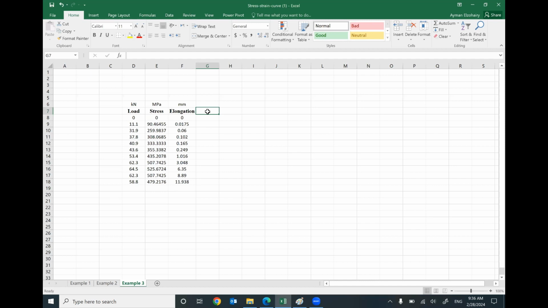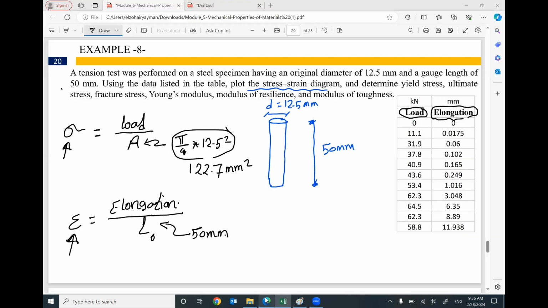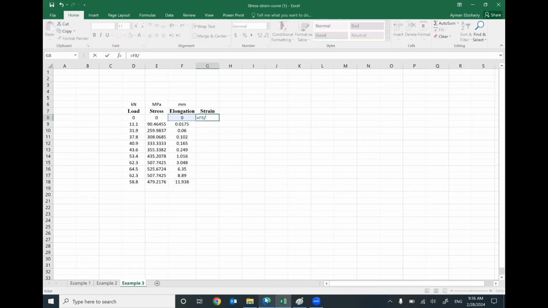In this column, I will start to figure out the value of the strain. Equal this elongation divided by the original length of the specimen. The original length was 50 millimeters, so divided by 50. And then I will repeat this calculation to the rest of the cells. Once you find out the value of the stress and the strain, I will start to draw.